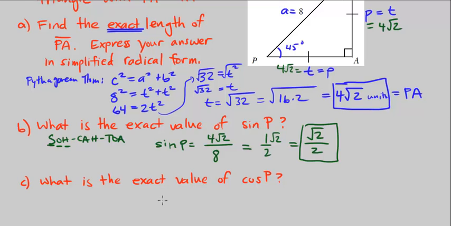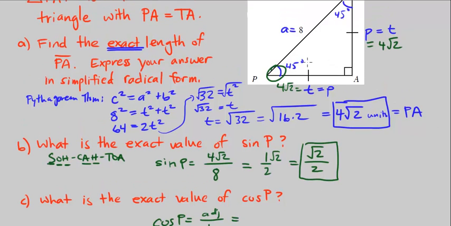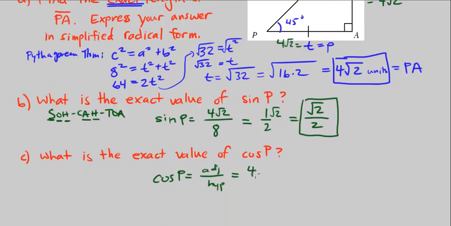C says, what is the exact value of cosine of P? Well, we know cosine is adjacent over hypotenuse. Adjacent divided by hypotenuse. So given P is here, the adjacent side is this side right next to it, which is also 4 square root of 2. The hypotenuse is 8 no matter what in this triangle. So again, we get 4 square root of 2 divided by 8, and we know that's square root of 2 divided by 2. And no units.